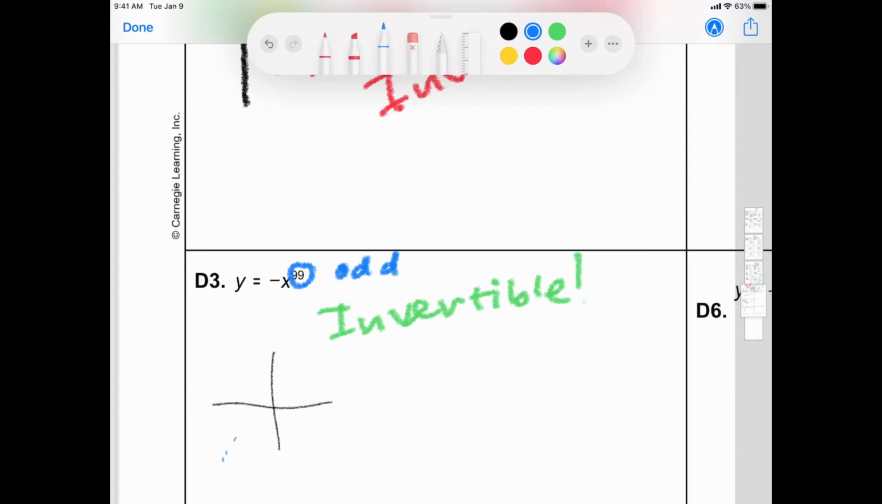So normally it would be graphed like something like this, right? The arrows are in different directions. And because of the negative, it's going to flip it. And basically what's going to happen is that it passes the vertical line test, so it is a function, and it also passes the horizontal line test, which tells you that you can take the inverse.